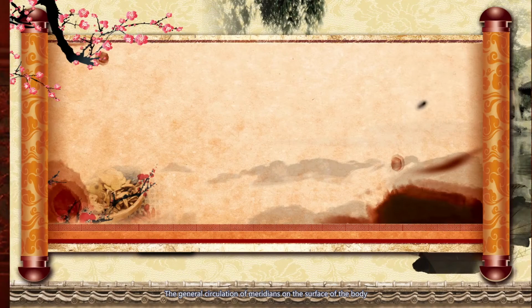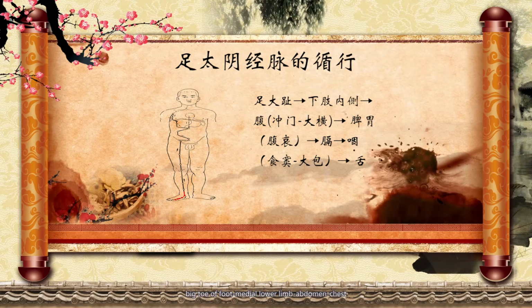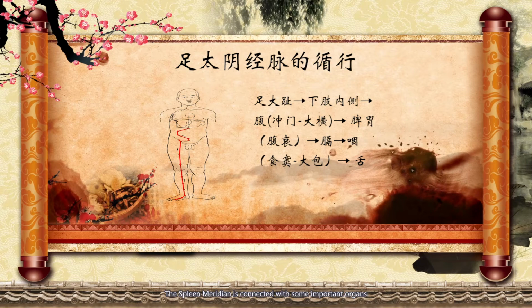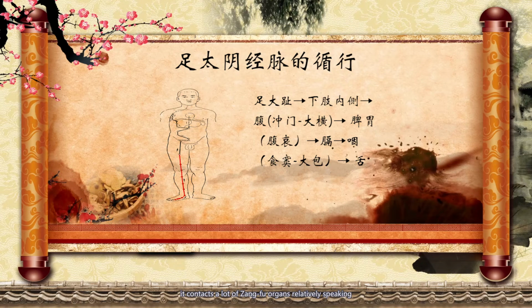The general circulation of the meridian on the surface of the body: big toe of foot, medial lower limb, abdomen, chest. The spleen meridian is connected with some important organs: stomach, spleen, heart, esophagus, the root of the tongue. The characteristics of this meridian: it contacts a lot of Zangfu organs, relatively speaking.